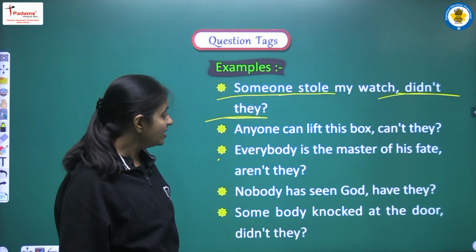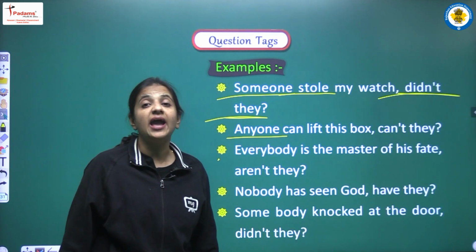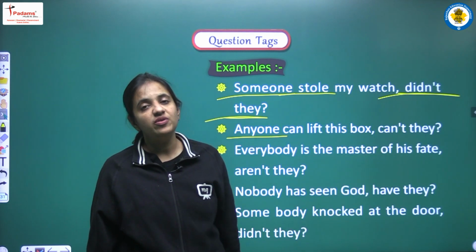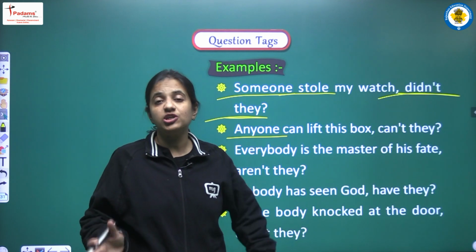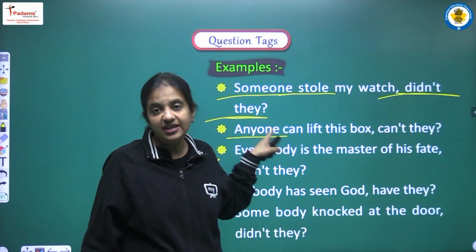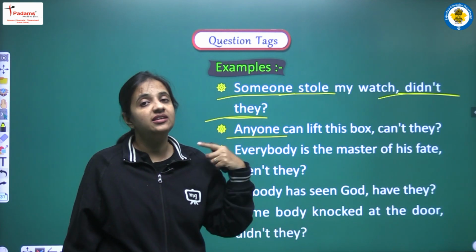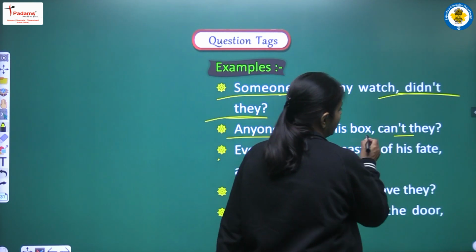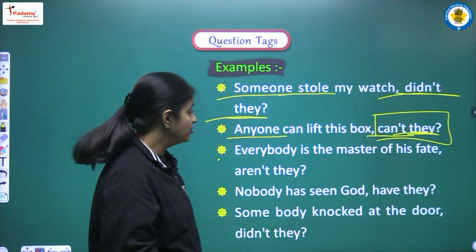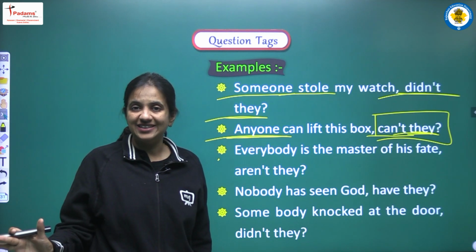Next is, anyone can lift this box. In this sentence, we are having anyone. Anyone can lift this box. Again, you know, we are having a positive sentence. So question tag will be negative. We are having one modal auxiliary here, that is can. So tag will be can plus not. And the short form will be can't. And as a pronoun, again, we are using they here. Why? Because we are having anyone here as the subject of the sentence.